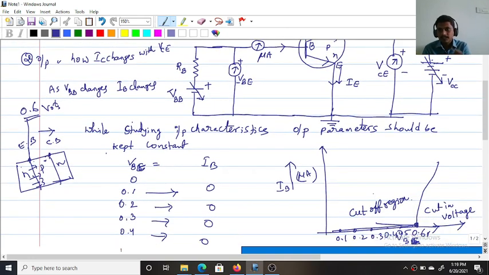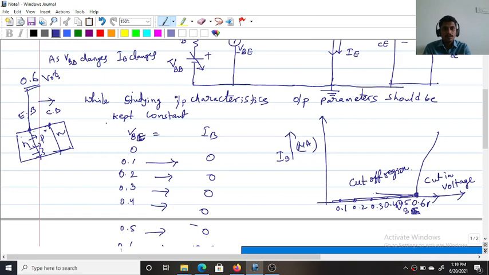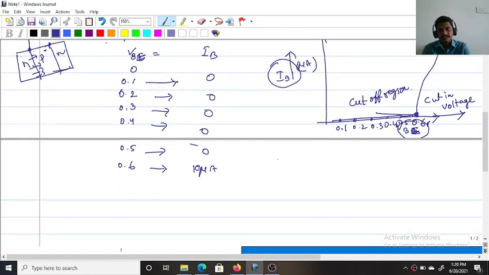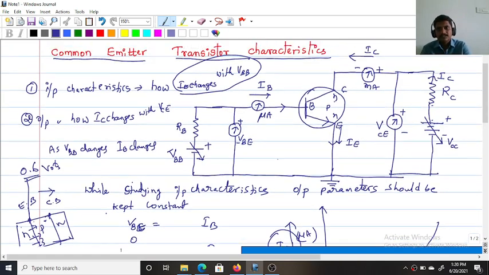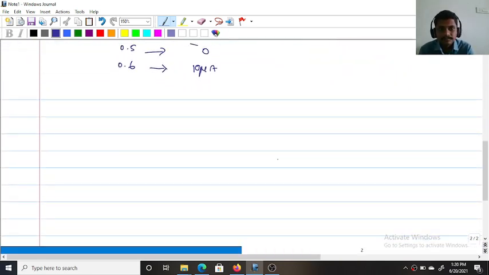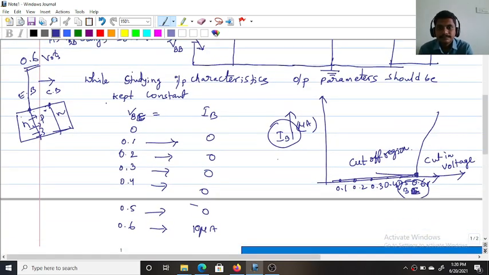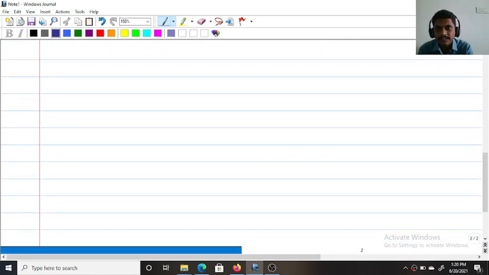These are the input characteristics. What we study in the input characteristics is how the base current changes with VBE, the base emitter voltage. How the base current changes with the base emitter voltage represents the input characteristics of this common emitter transistor. Next, we'll study output characteristics.